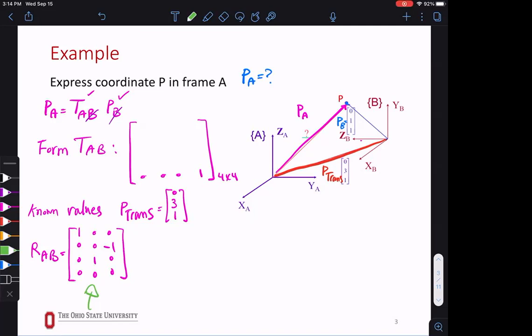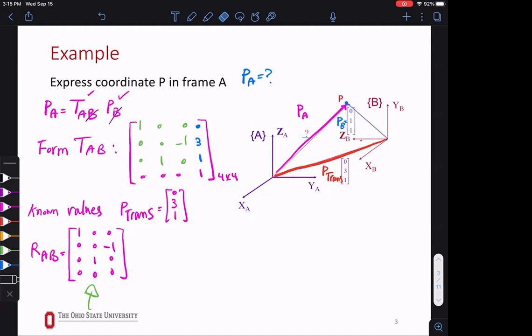Now we have RAB. I'm going to place it here: 1, 0, 0, 0, 0, 1, 0, -1, 0. Now, how about the translation part? The translation, or the distance this frame moved to the other one, is 0, 3, 1, which we were given here. So this was our known. And I already augmented them by the last row. The last row remains the same.